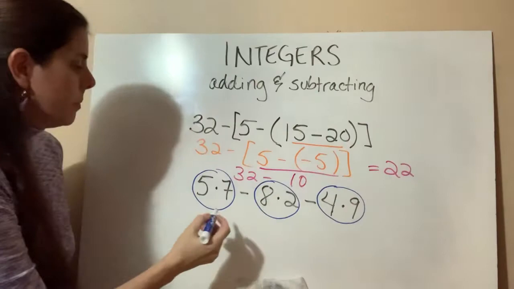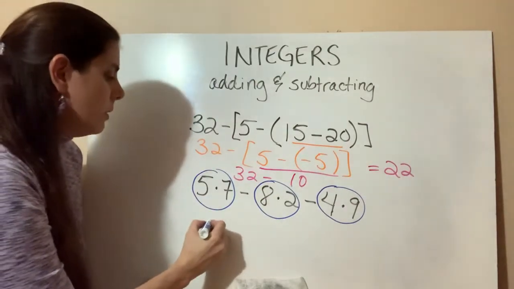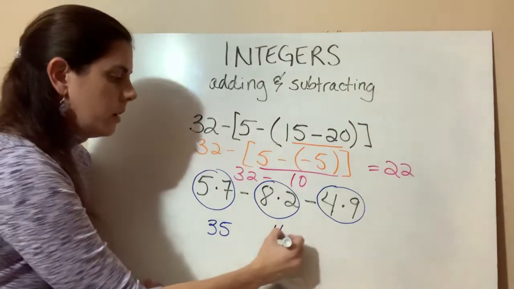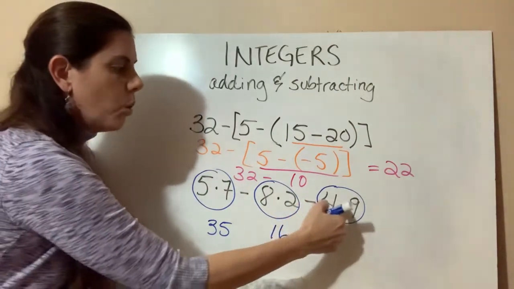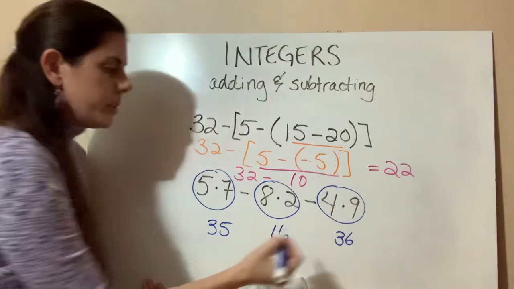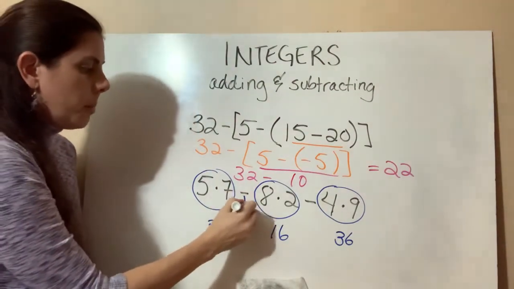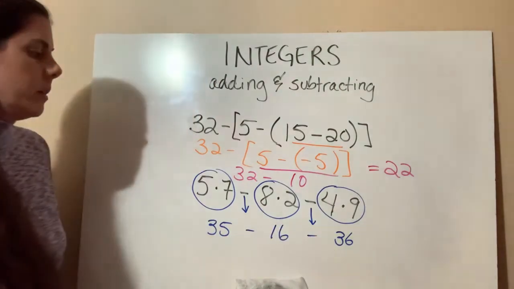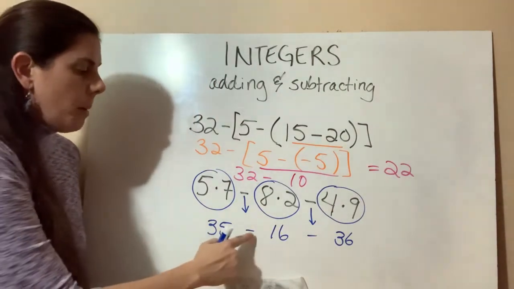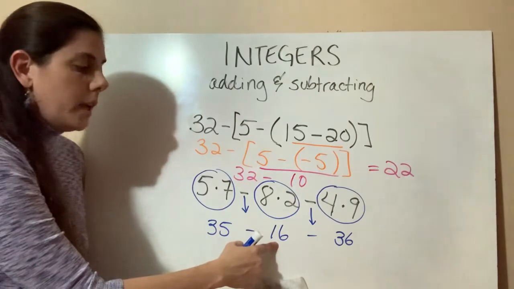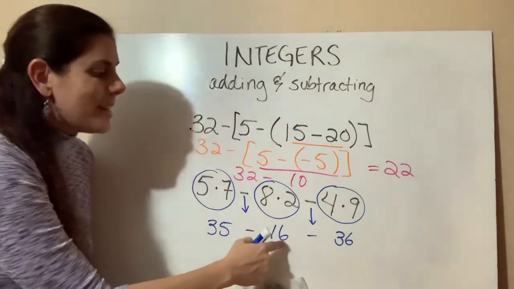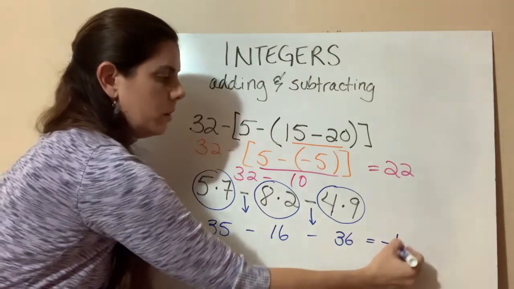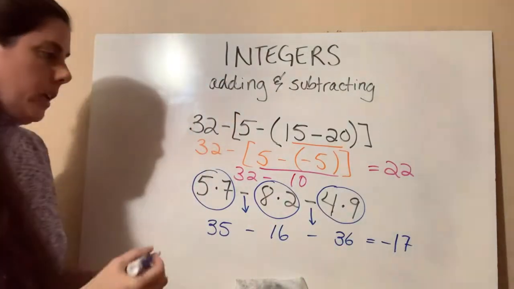So 5 times 7 is 35. 8 times 2 is 16. 4 times 9 is 36. And go ahead and remember to bring down our operation signs. So we're subtracting. So 35 minus 16 would be 19. And then 19 minus 36 would equal a -17.